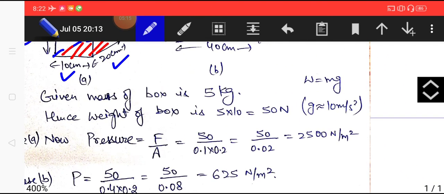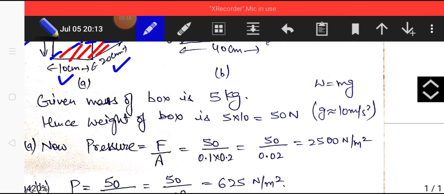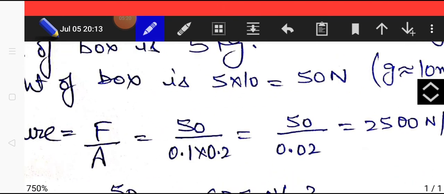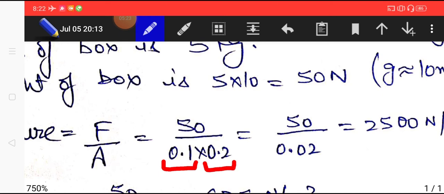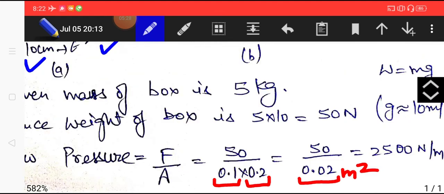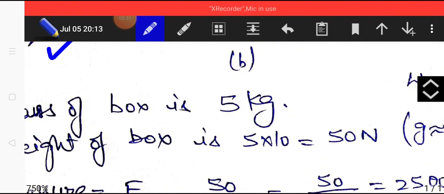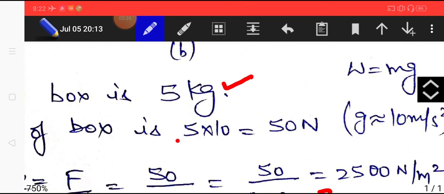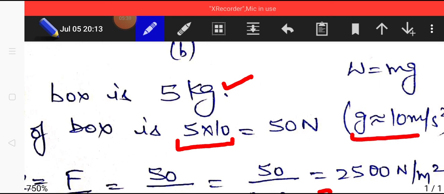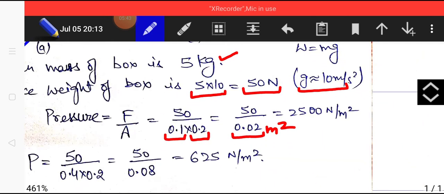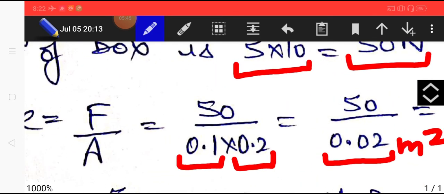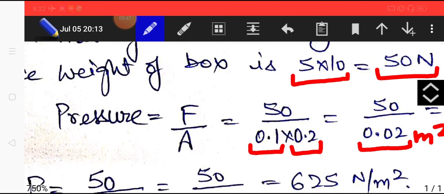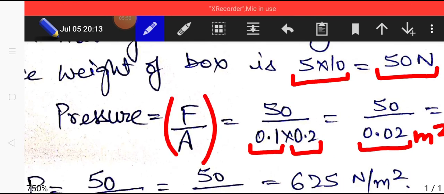This area is 10 centimeter into 20 centimeter. If I write them in meters, 0.1 meter and 0.2 meter, that is 0.02 meter square. Similarly, the mass of the box is given as 5 kg, and we all know that W is equal to mg. Taking g approximately 10, the weight of the box will become 50 newton. So this 50 newton is the force, or the weight, which is downward. And we just studied that pressure is defined as force upon area.